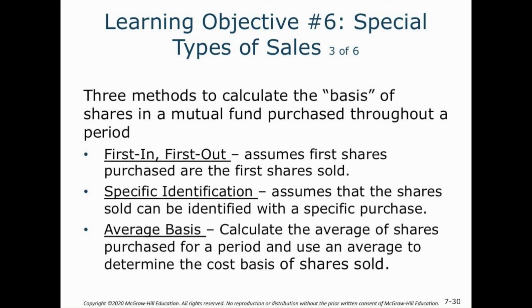And we've got those three methods to calculate the basis of shares in the mutual fund purchased throughout the period. So we're going to have first in, first out. It's going to assume the first share purchased is always going to be the first share sold. Specific identification is going to assume that the share sold can be identified with a specific purchase. So in the example from before, was that from the 100 share purchase or was it from the 200 share purchase? And then average basis is going to calculate the average of shares purchased for the period and use an average to determine the cost basis sold. So it'll be in between the 100 share purchase and the 200 share purchase.